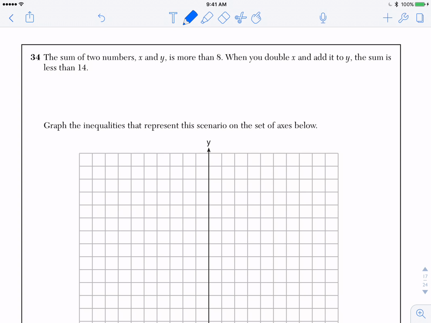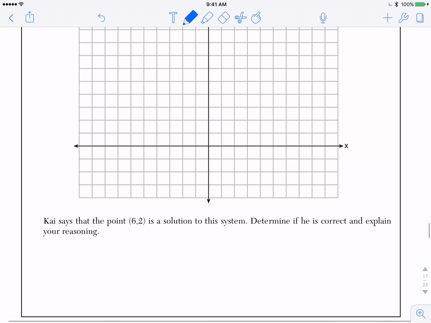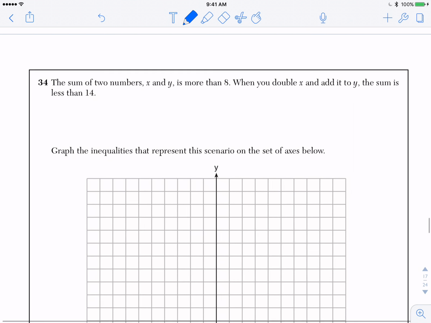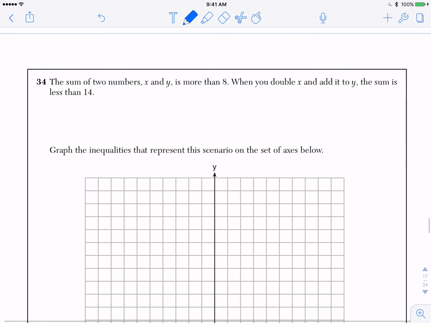Okay, for number 34, we have a system of inequalities question. And we have to create the system first, so they don't actually write it for us. So we have to translate it a little bit, we have to graph it, and then a little follow-up question on the bottom. So a few things for number 34. This is a loaded question.